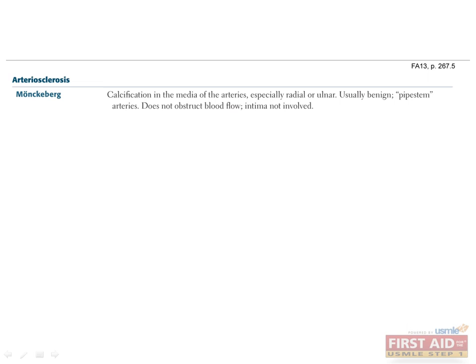Next, let's move on to discuss two important topics: arteriosclerosis and atherosclerosis. In general, sclerosis refers to hardening and scarring. So, arteriosclerosis refers to hardening of the arteries. There are three main types that you'll hear about. The first is uncommon, but you might hear about it on your exam. This first uncommon type is called Monckeberg's arteriosclerosis, and it's when the media of the arteries calcify without obstructing flow or involving the intima. This is usually benign and is typically found in the radial and ulnar arteries.